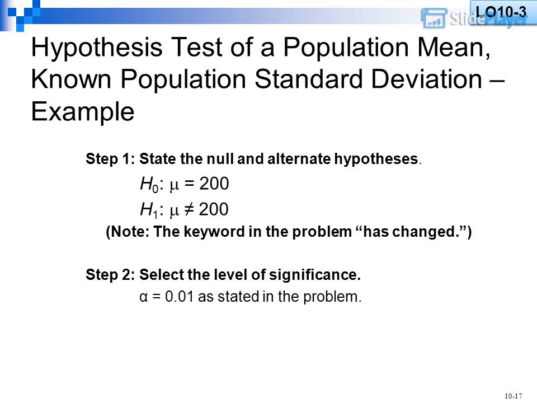Hypothesis test of a population mean, known population standard deviation. Example. Step 1, state the null and alternate hypotheses. H0 equals 200. H1 does not equal 200. Note, the keyword in the problem has changed. Step 2, select the level of significance. Alpha equals 0.01 as stated in the problem.